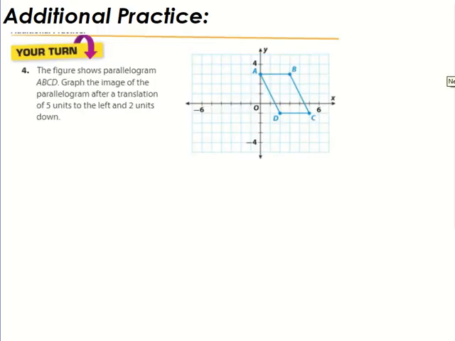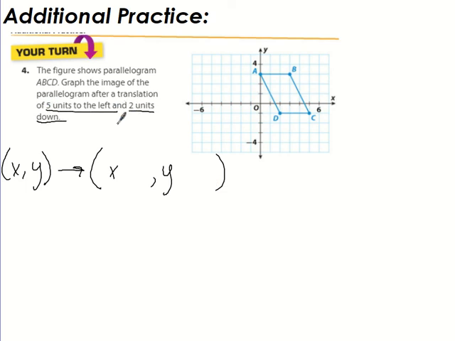All right, so maybe pause here, do this one completely on your own. Not only find the image, but I want you to write the algebraic expression. What happens to x and y to get my prime, or my image? So pause here, try this on your own, and then check it with mine. All right, so it says 5 left, 2 down. I will tell you just from that information alone, I could write the algebraic expression. I'm going to go -5, -2. Left is always subtraction, down is always subtraction. So I just take those numbers and do that.